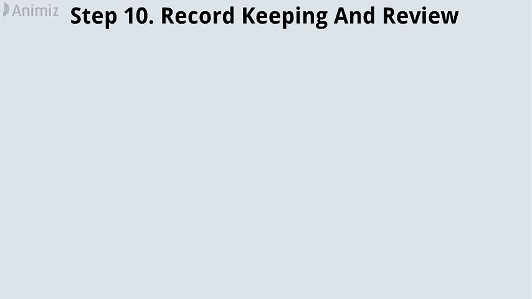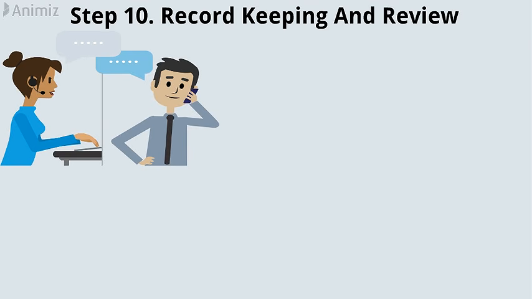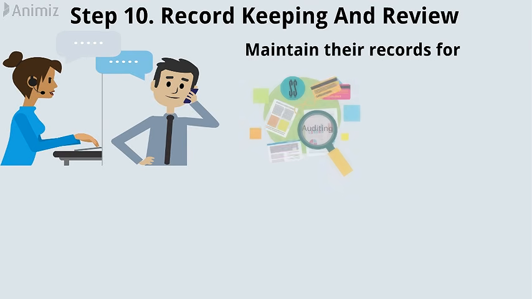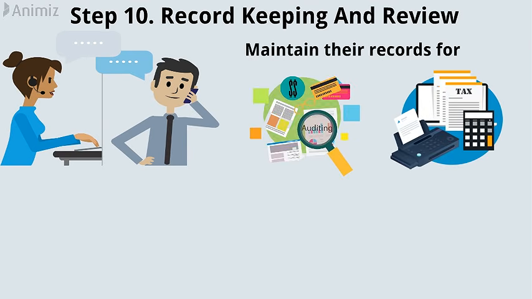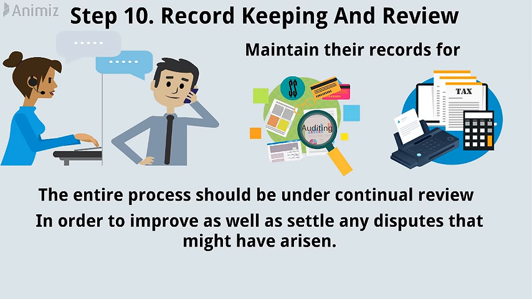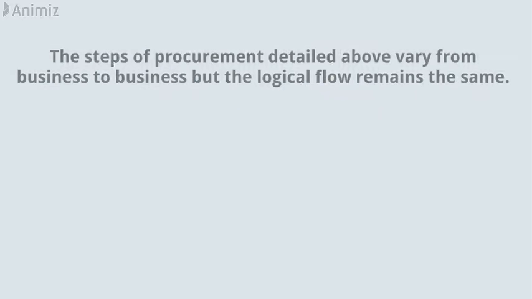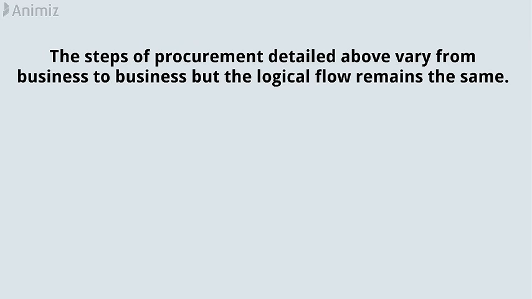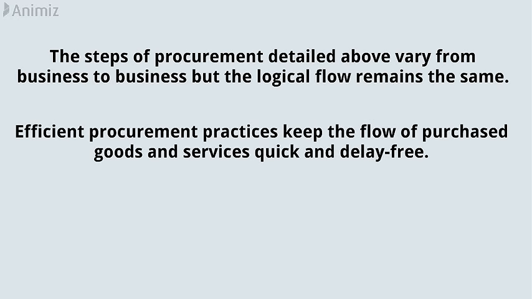Step 10. Record keeping and review. Both the companies, the buyer and seller, maintain their records for their auditing and taxation processes. The entire process should be under continual review in order to improve as well as settle any disputes that might have arisen. The steps of procurement detailed above vary from business to business, but the logical flow remains the same. Efficient procurement practices keep the flow of purchased goods and services quick and delay-free.